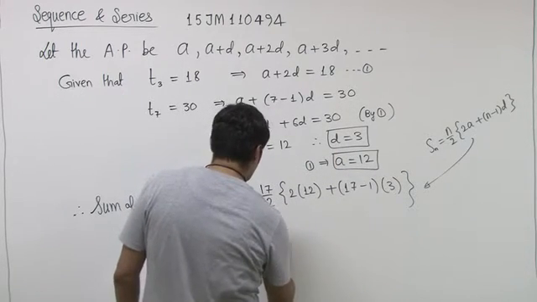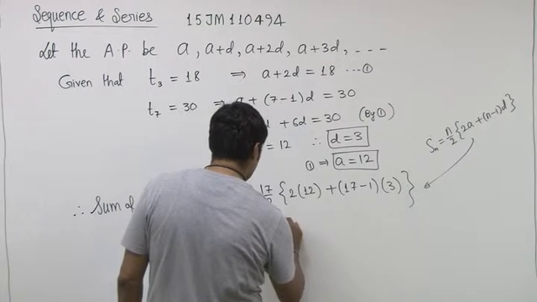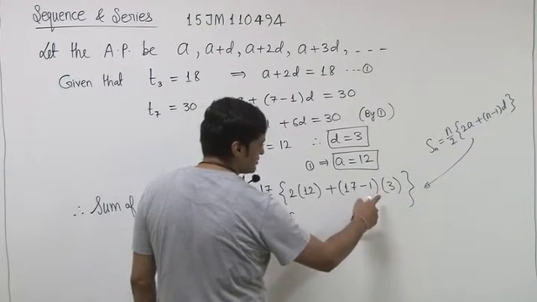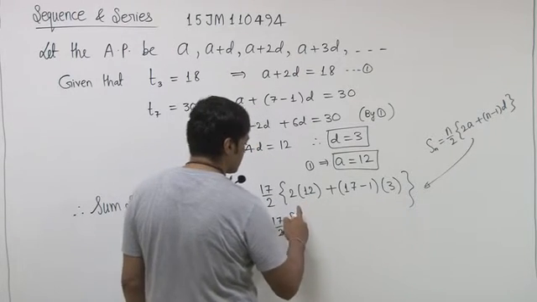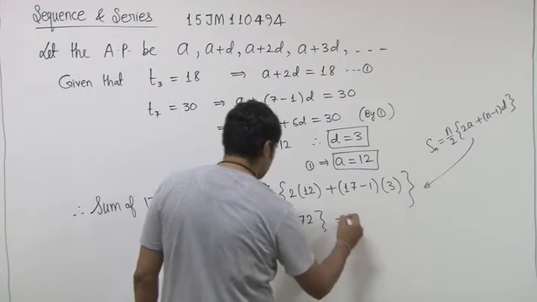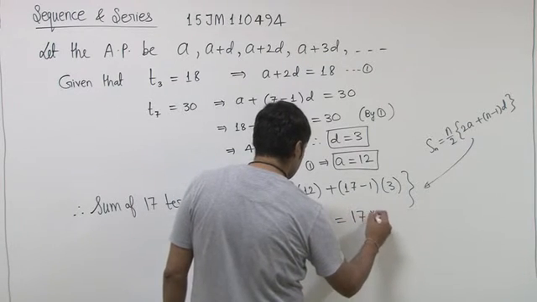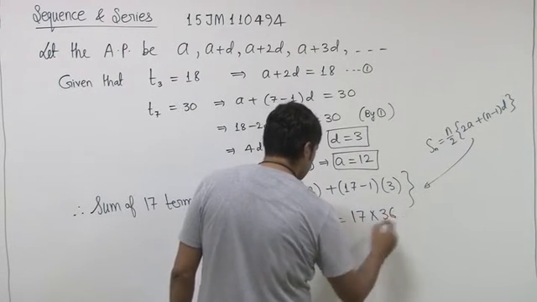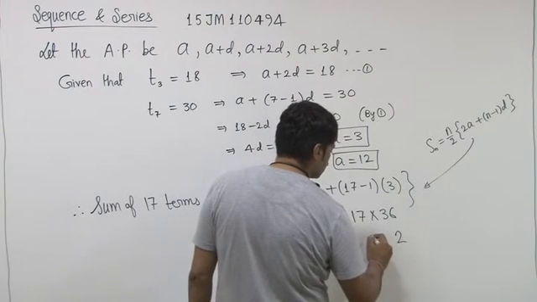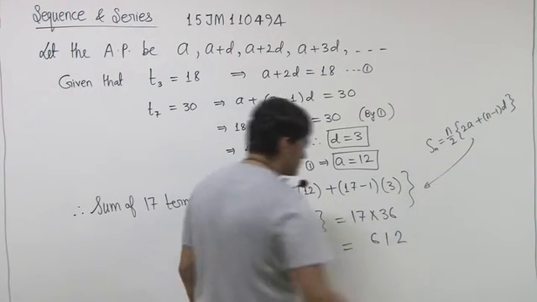Now, the only thing is calculation. So it is 17 by 2 and it is 48 plus 24. So this is 72. It is 17 into 36. That is 612.